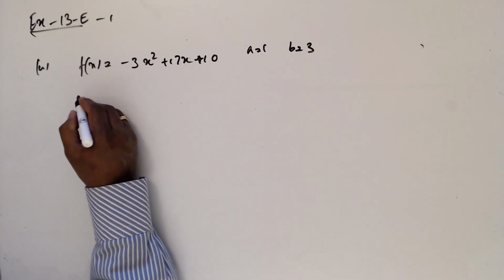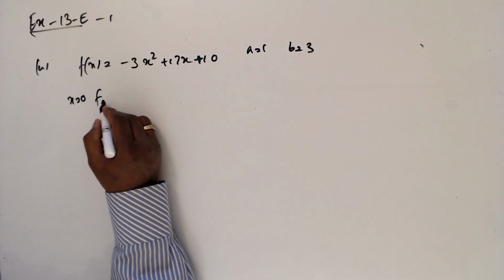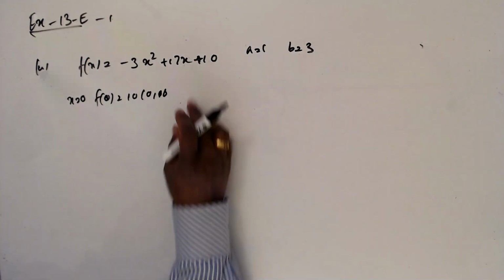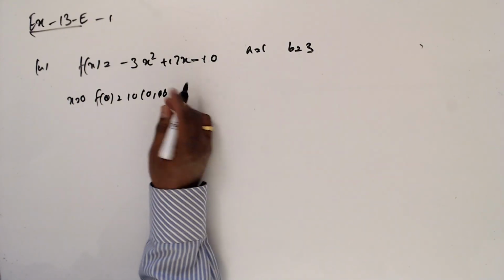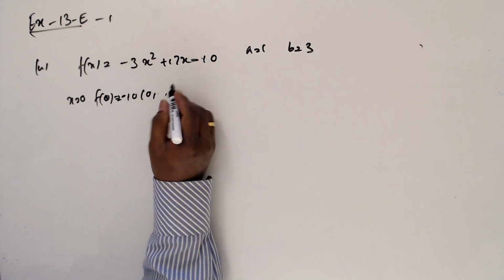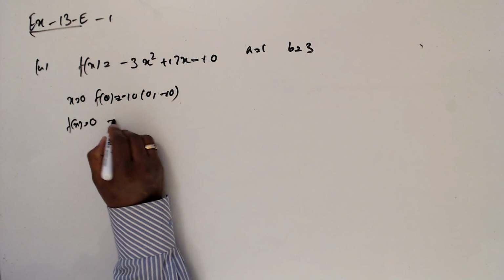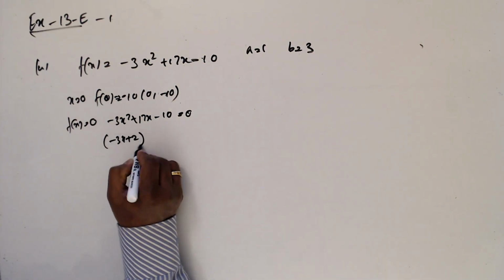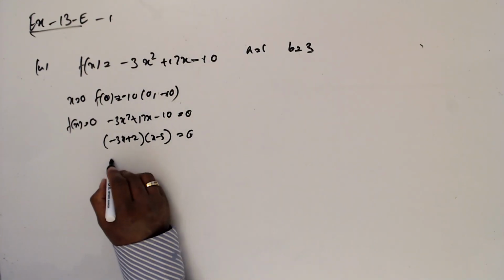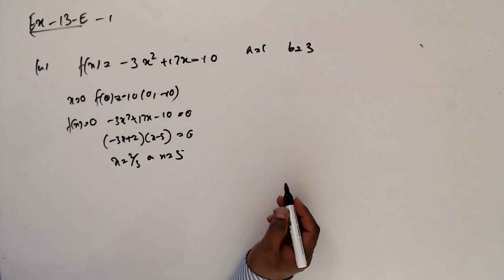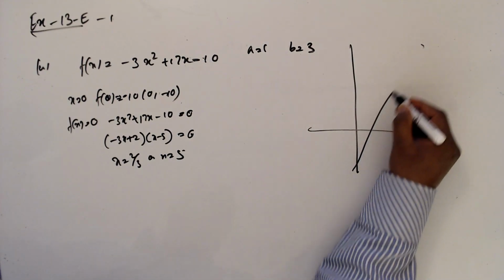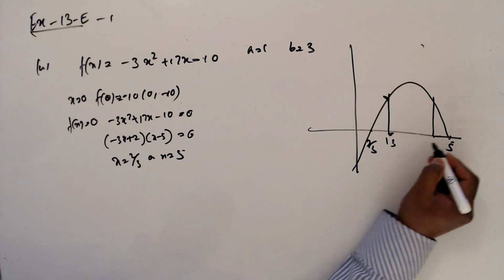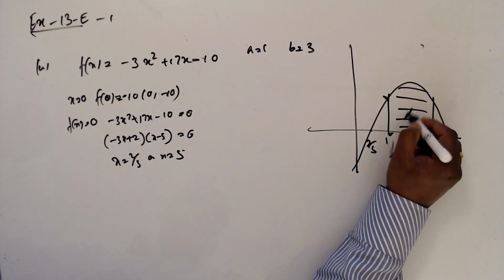When x equals 0, f(0) is minus 10, so the point is (0, minus 10). And when f(x) is 0, minus 3x squared plus 17x minus 10 equals 0. This is going to be minus 3x plus 2, x minus 5 equals 0, so x equals 2 over 3, or x equals 5. Basically, you will get this kind of curve, and this is 2 over 3, this is 5, and 1 and 3 here, so we need this area A.